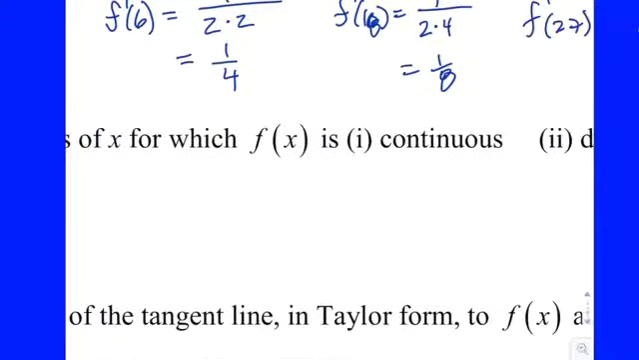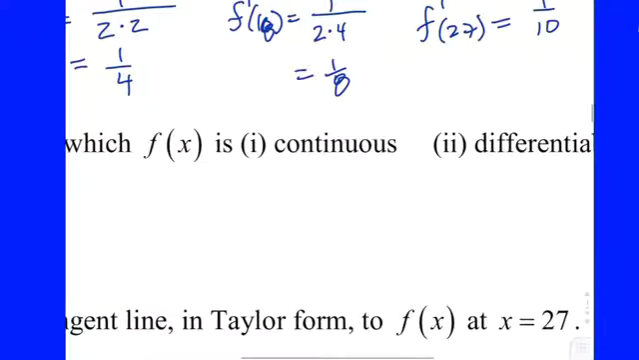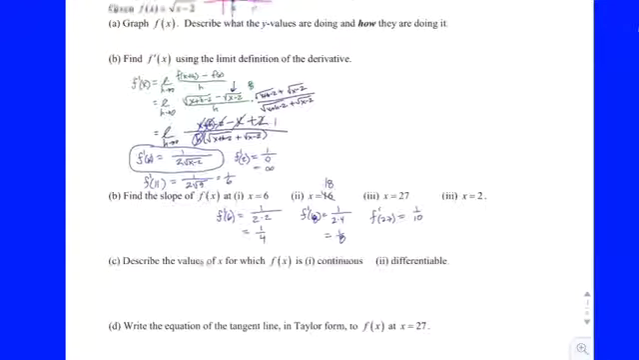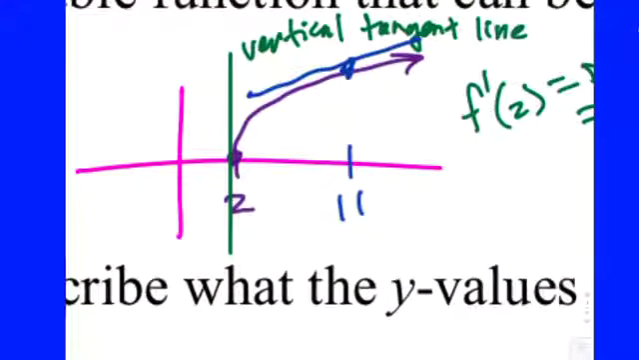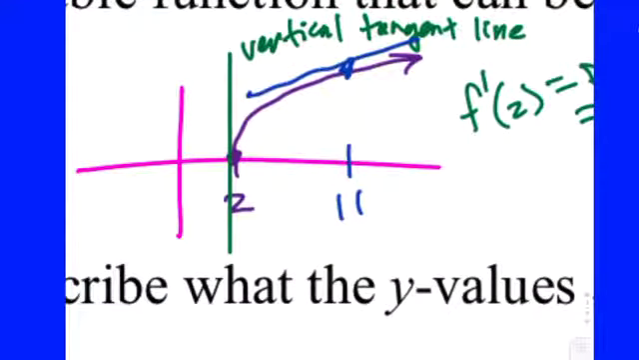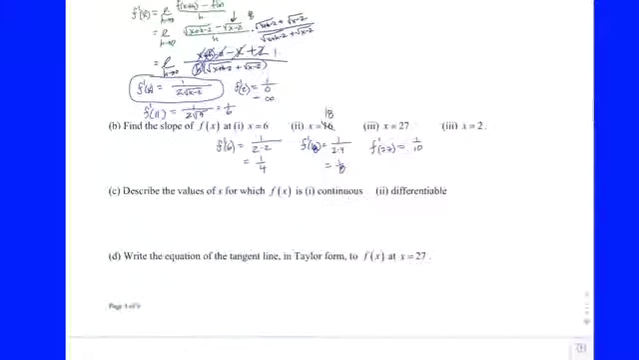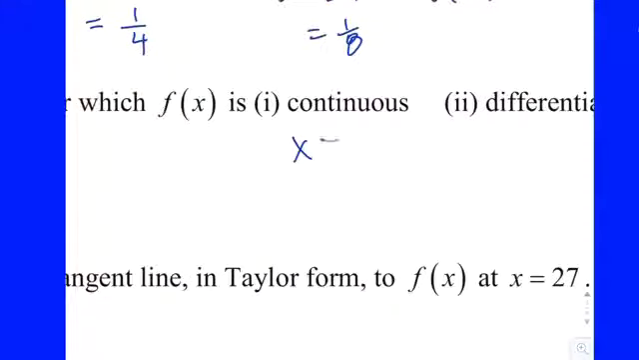Describe the values of x for which f is continuous. Well, the function is continuous over its entire domain, and the domain is what? Everything, 2 included, right? So it would be for all x greater than or equal to 2.